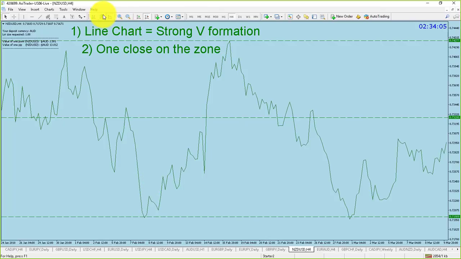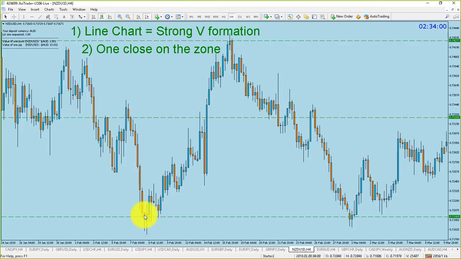So obviously on this formation right here, the one close was this candle right here. This little orange kangaroo tail looking candle. That's it. From there on, the candles moved away.